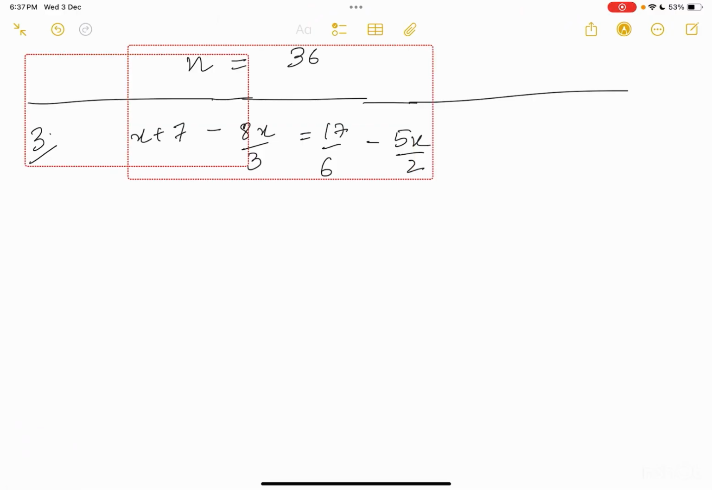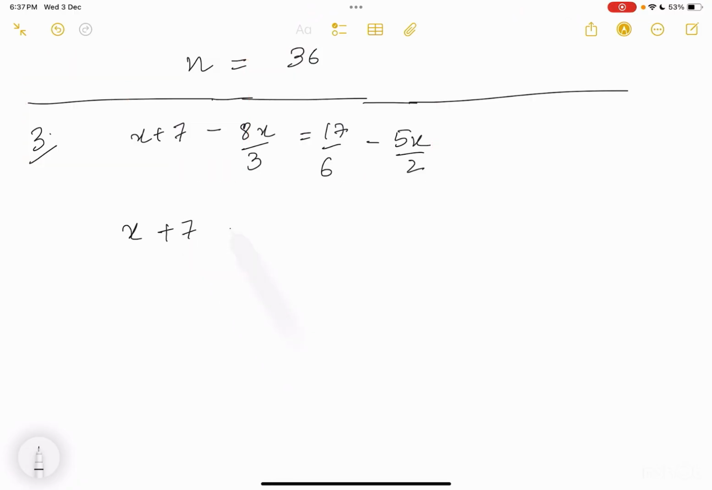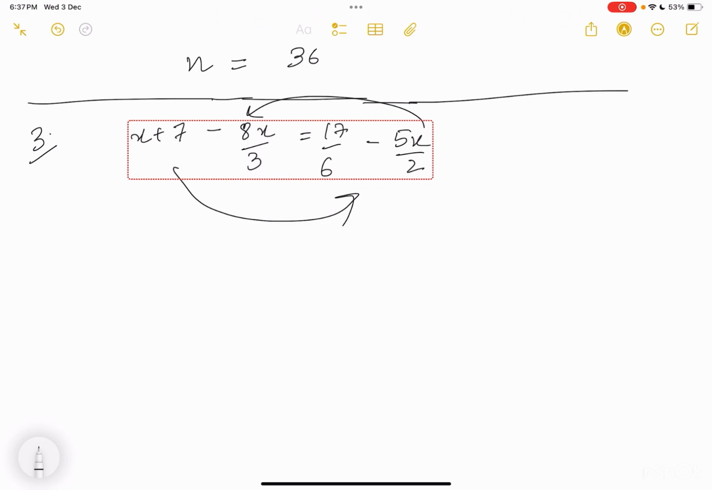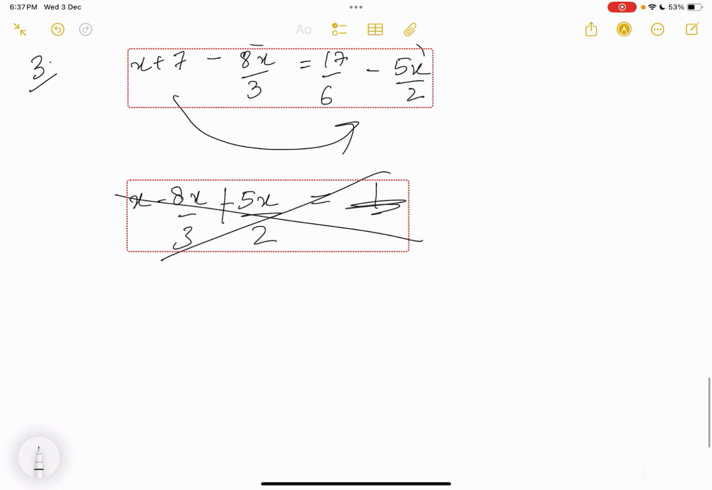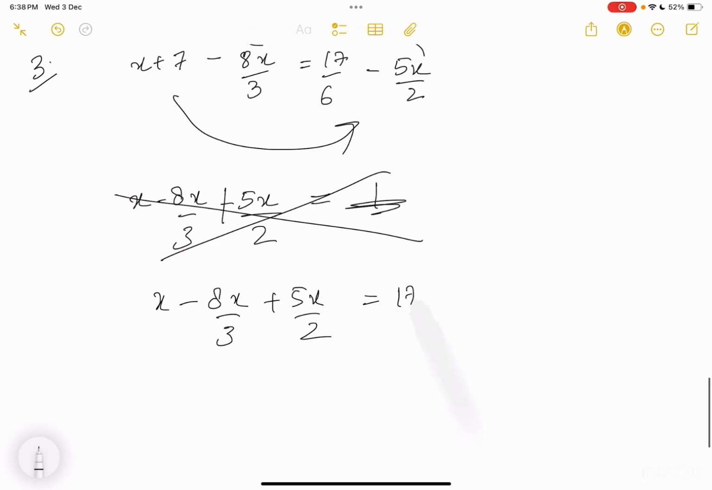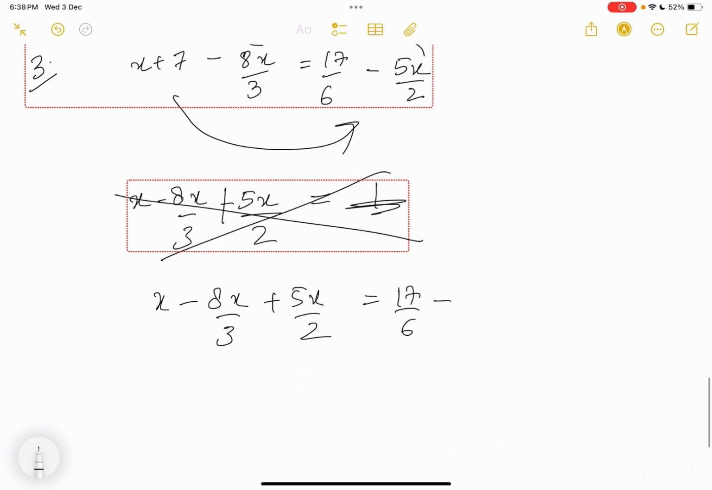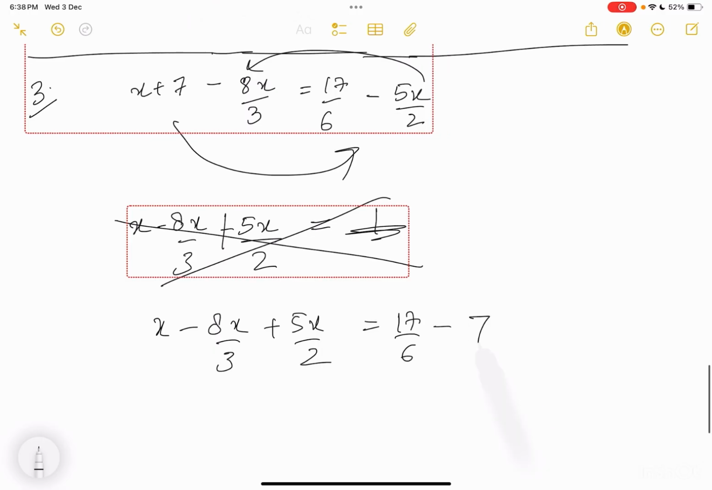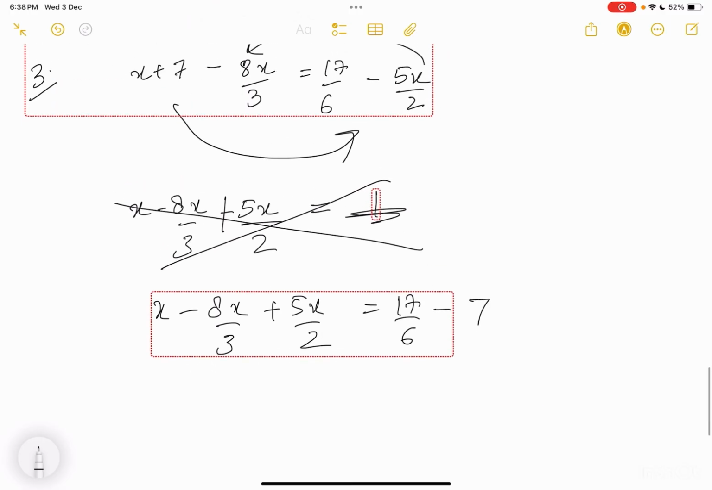Again the same thing. X plus 7 is there and minus 8x, so we'll be taking again the same thing. This will come here, and 17 is there, this 5 will come here, otherwise it's the same. The basic strategy: 8 minus 3x, 17, and the number is 7, right? So it will be this.